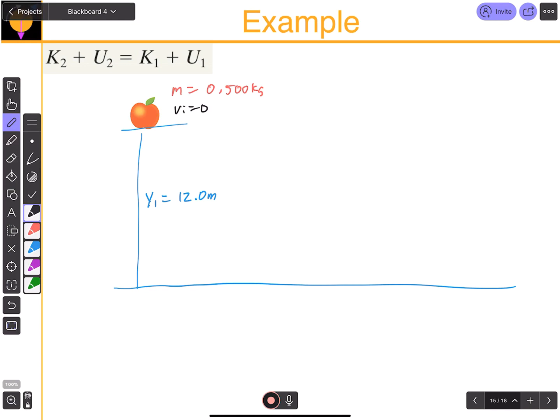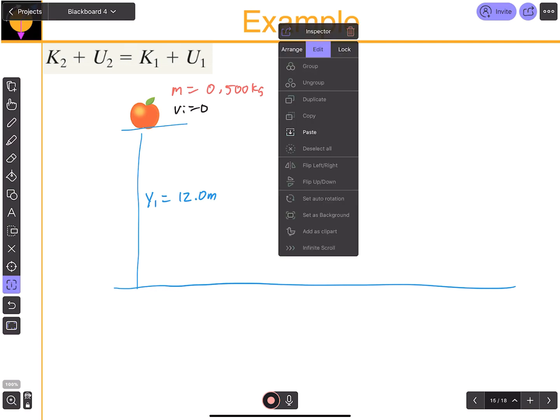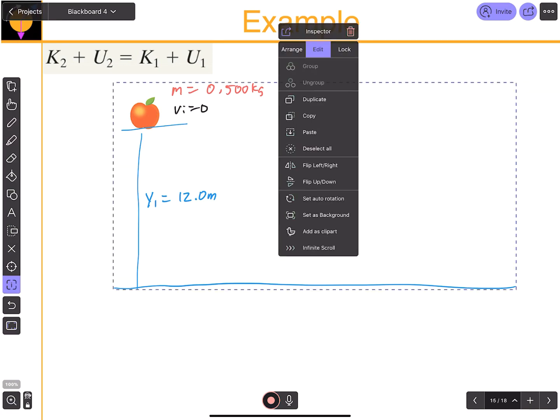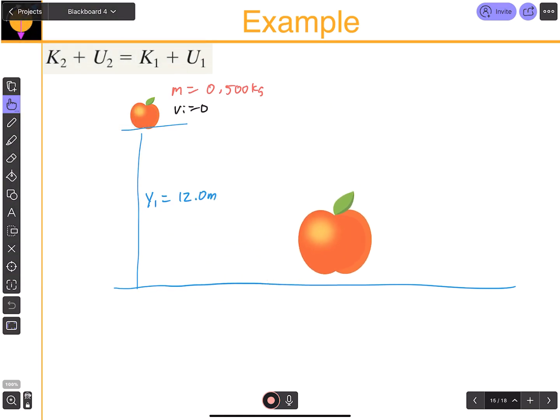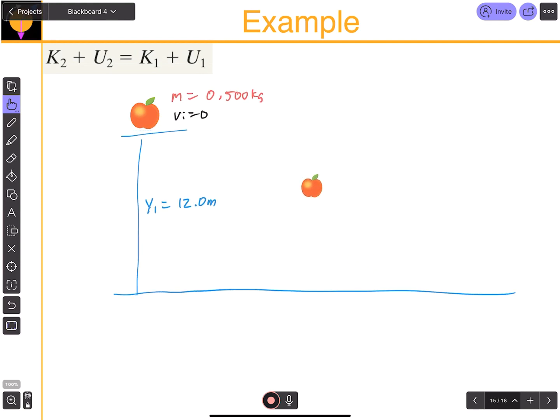Okay, so if I have the apple there and it's at rest and I let it go, what's going to happen to that apple? Well, I guess I'm adding a second apple. What's going to happen to that apple? Well, it's going to start to move down, right? It's going to move down and get a little bit smaller. All right, we'll deal with that.